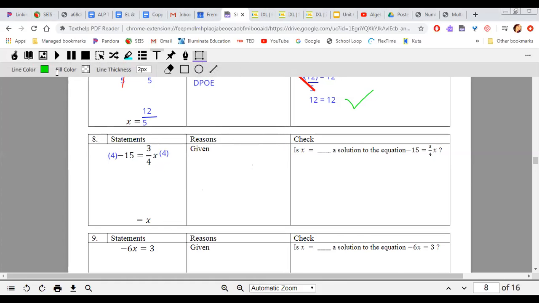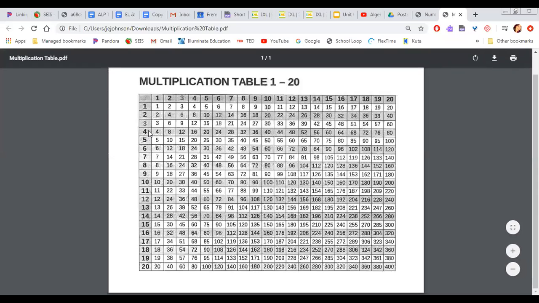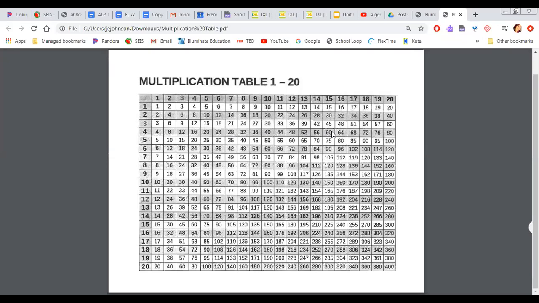And after I times it, I just cross these 4s off. They're canceled out. Boom, they're gone. I do need to times 4 times 15 though. So I have my times chart. And what is 4 times 15? 60. And I have a 60.